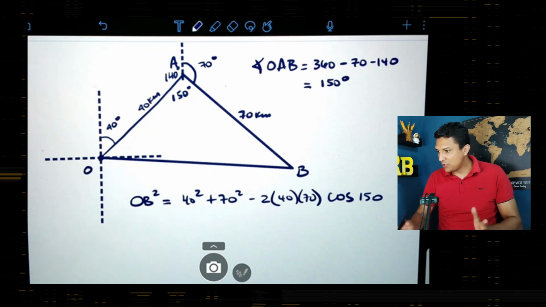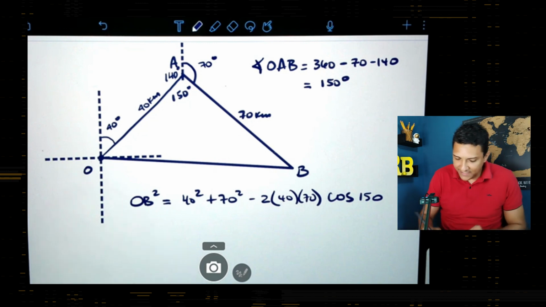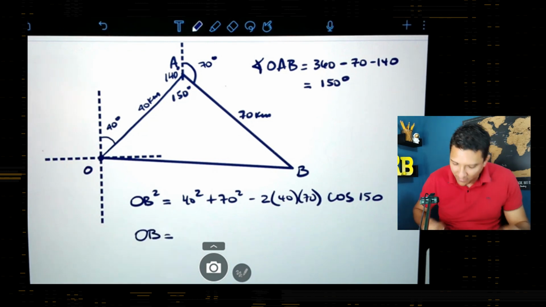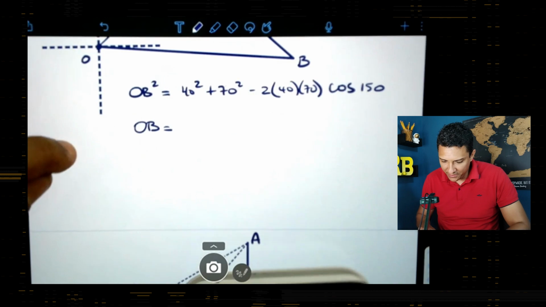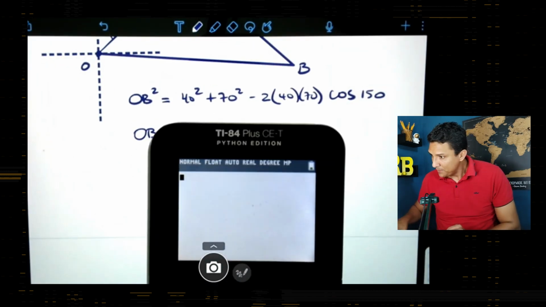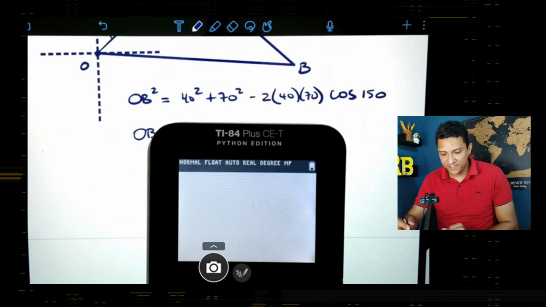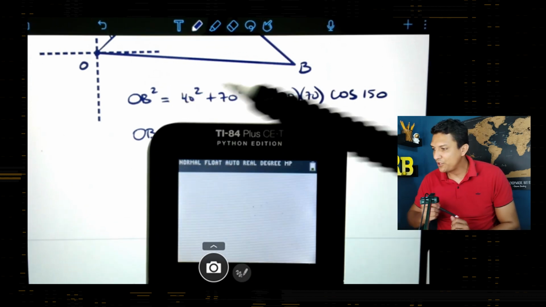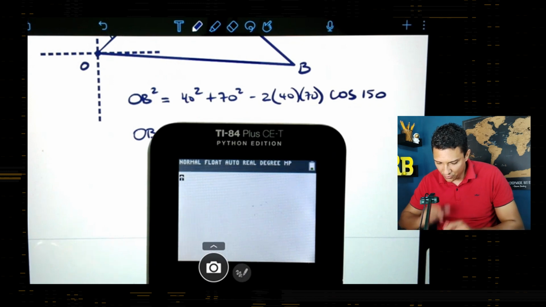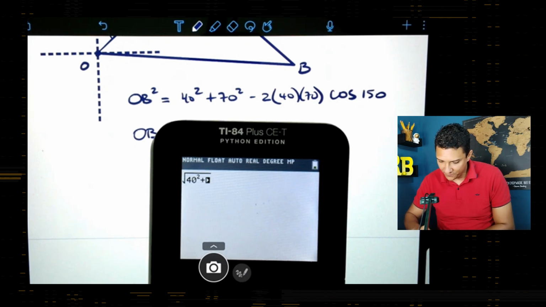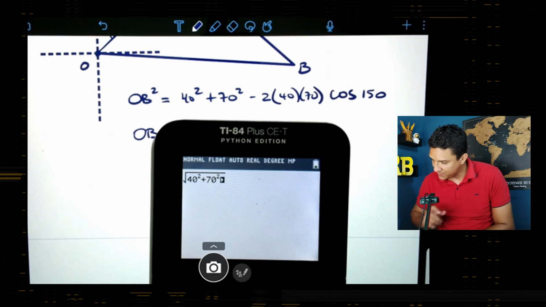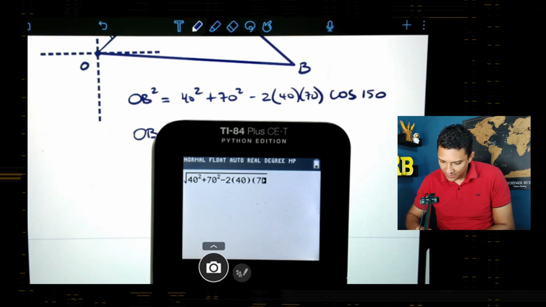Okay, so I already have the cosine rule set up, and basically I just need to input this in my calculator. I'm going to show you how this looks. Let me move this a little bit above here. I'm going to pass this square to the other side as a square root. So square root of 40 to the second power plus 70 to the second power minus 2 times 40 times 70 cosine of 150.